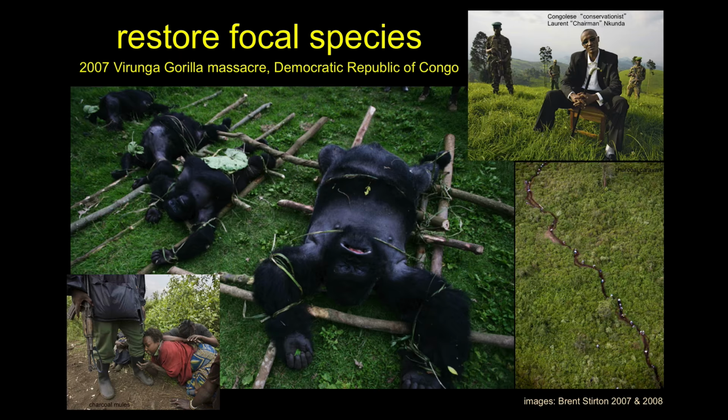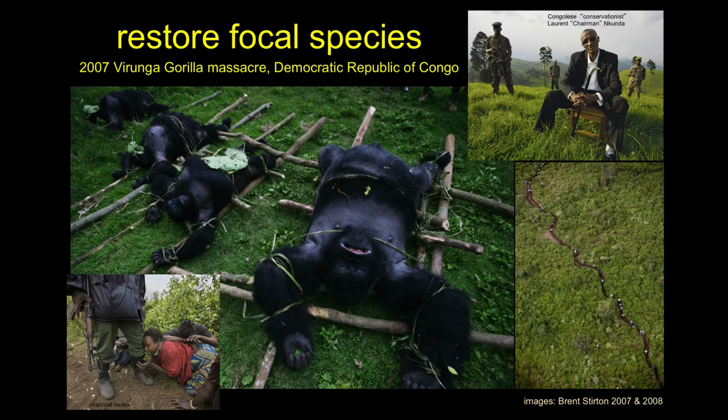We could talk about restoring focal species. So we can restore landscapes, we can restore seascapes, we can also restore just single populations. That falls under the purview of restoration ecology too. So in this case, this is a very sad, tragic image. This is a famous image that Brent took of these gorillas in the Democratic Republic of Congo.